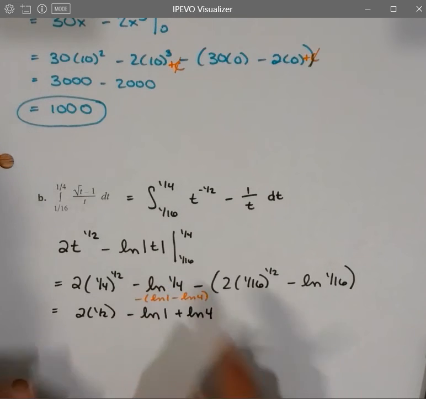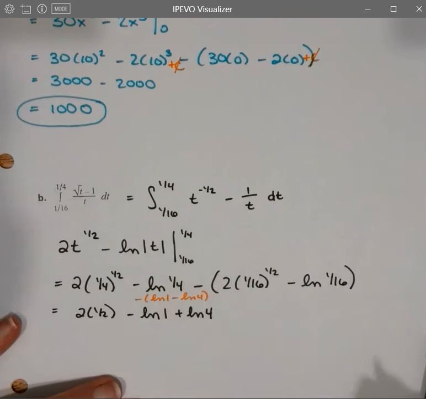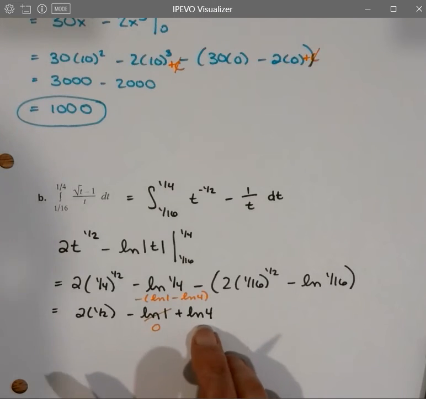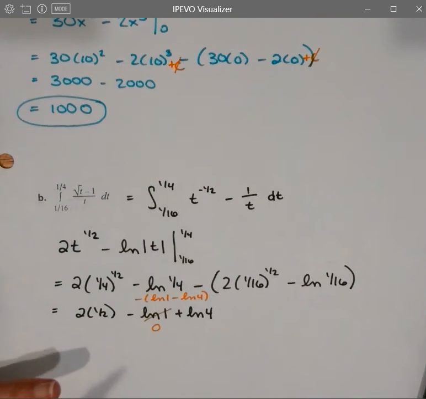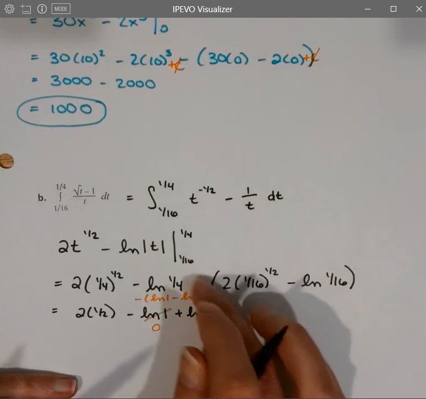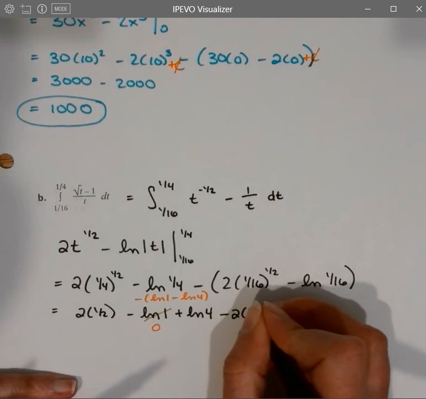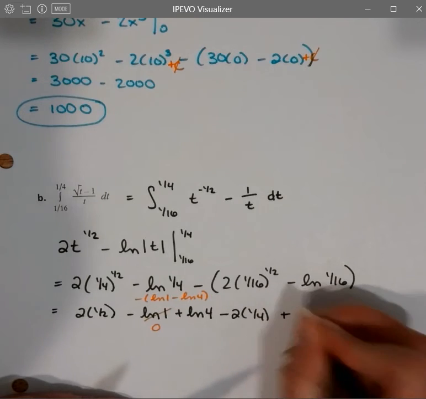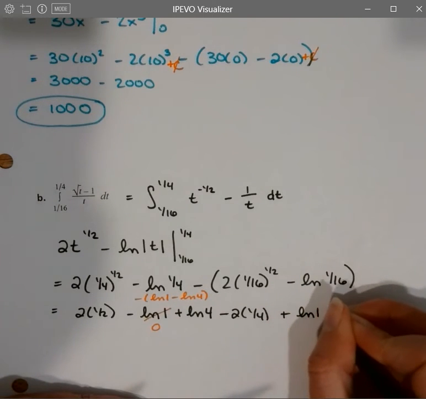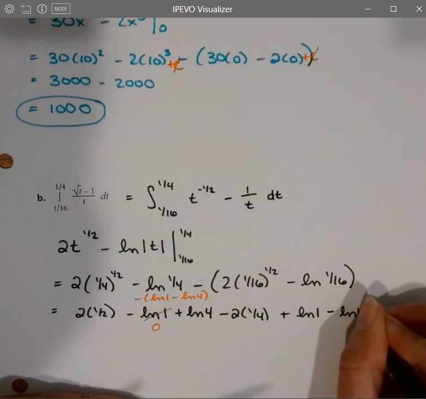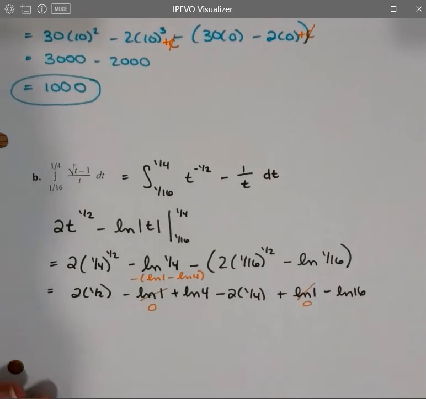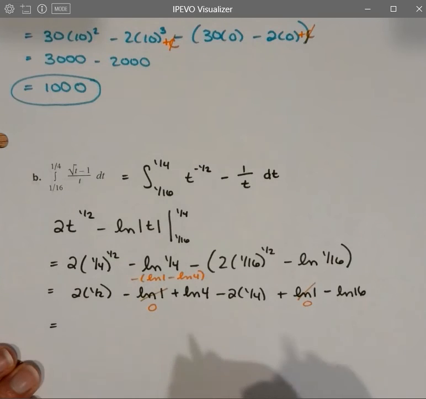So quotient property there. And then the advantage of this is that the natural log of 1 is 0, so we're going to be able to simplify this down to just the natural log of 4. And we'll simplify it a little further in a little bit here. Now if I distribute this negative, I have minus, okay, so this is 2 times 1/4, because the square root of 16 is 4. That's going to be plus, and then I have the natural log of 1 minus the natural log of 16. And again, the natural log of 1 is 0. Okay, so just keep simplifying this to get our final answer in exact but simplified form.